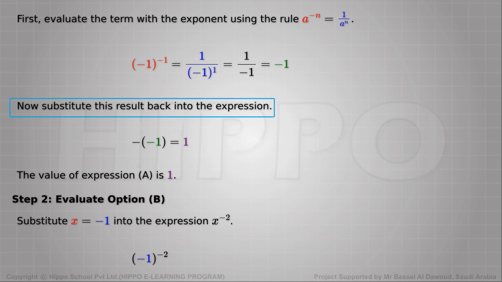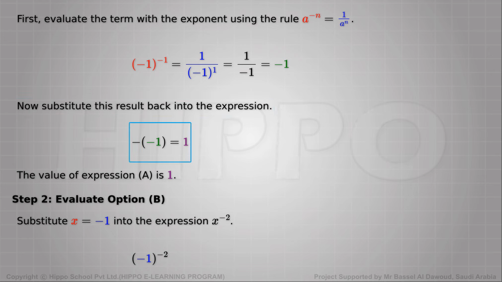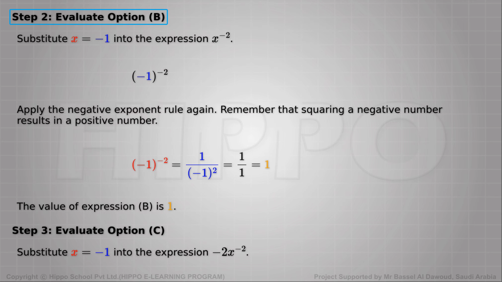But we're not done. The original expression had a negative sign in front. So we have negative of -1. A negative times a negative is a positive, so the final value for option A is +1. Let's move on to option B.